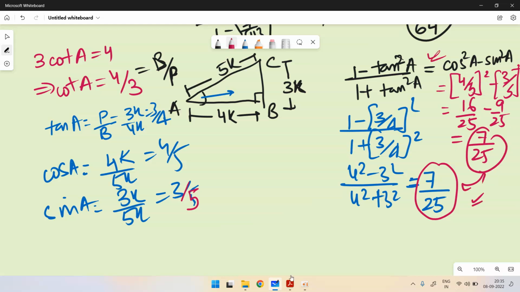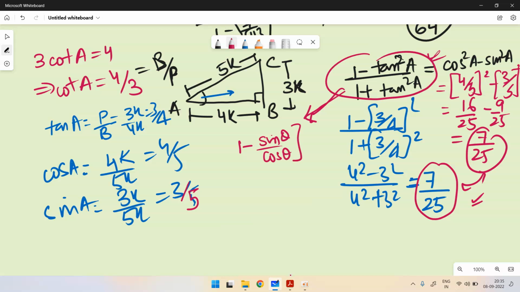Now the second method: if I had been given this question after reading the whole chapter, from here only you can see that in 1 minus tan square, you can write tan as sine theta by cos theta whole square, and this will be 1 plus sine theta by cos theta whole square.